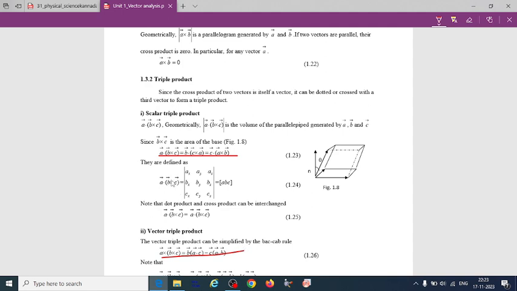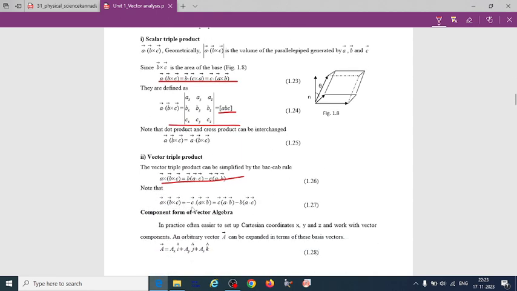And how to represent a scalar triple product in terms of a determinant, you just need to know the equation here. You can also write this in terms of square bracket A, B, C, the scalar triple product. But for the vector triple product, the formula is quite different: vector B times A dot C minus vector C times A dot B.